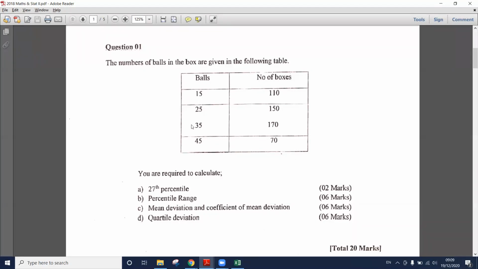By looking at this distribution, tell me what kind of a distribution this is. There are individual data and there are frequency distributions. Frequency distributions can be divided into two: one ungrouped, the other grouped. Based on that type, our formulas will be decided.